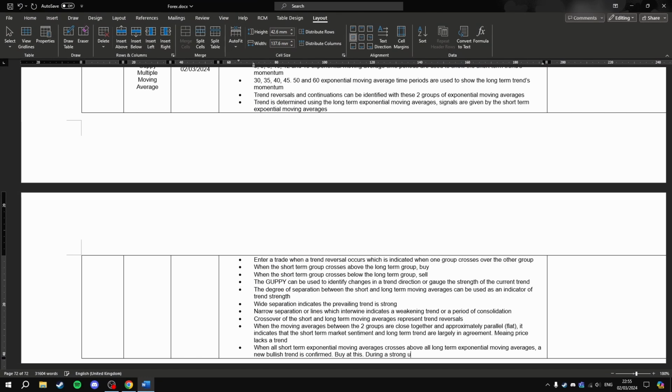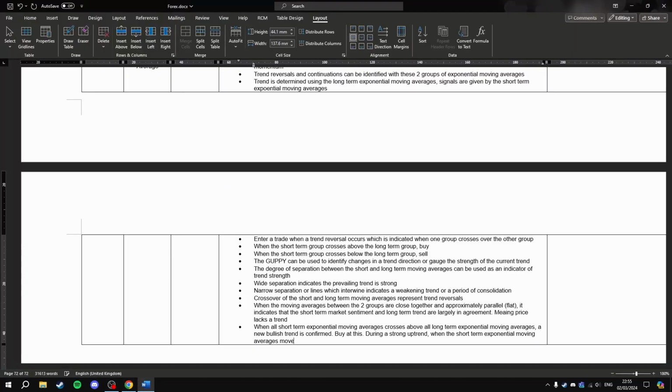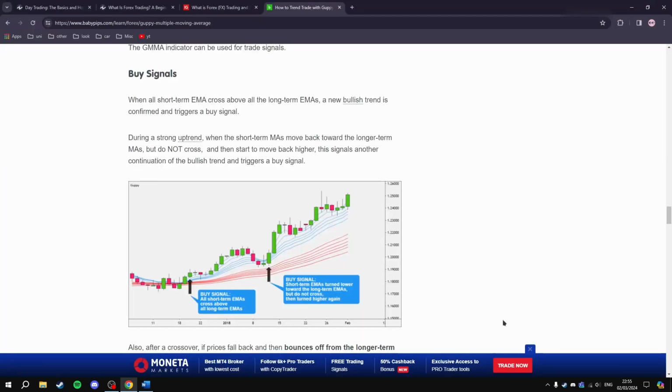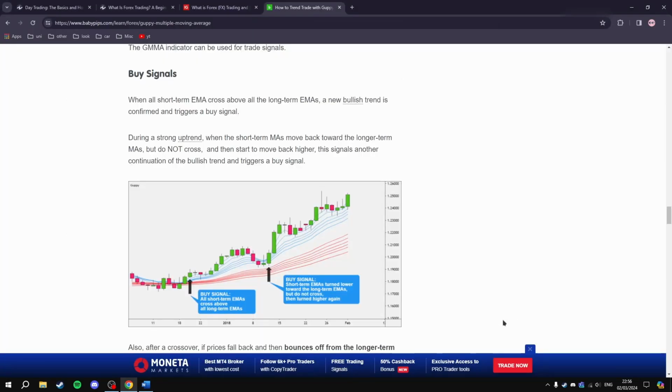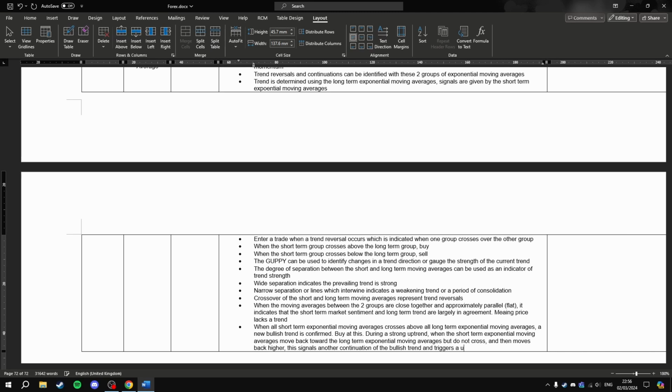During a strong uptrend, when the short term exponential moving averages move back towards the long term exponential moving averages, but do not cross, and then moves back higher, this signals another continuation of the bullish trend and triggers a buy signal.